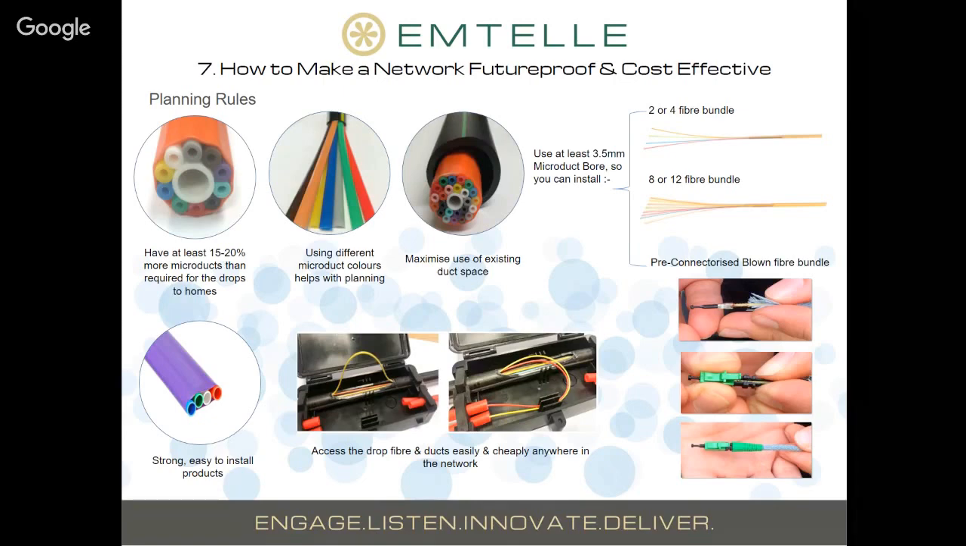Emtelle have our FlexForm products as well, which is the bottom left picture. This is a microduct that offers flexibility, and it's very narrow as well, so it can fit into narrow trenches. A range of boxes as well for branching fibres and microducts from the main link of homes passed, so you can easily get access to do your homes connected phase of the build.